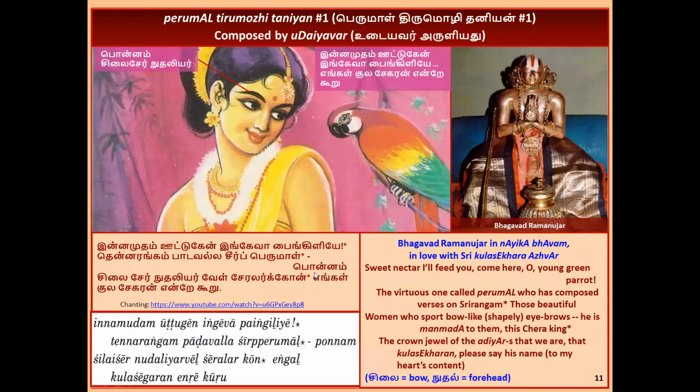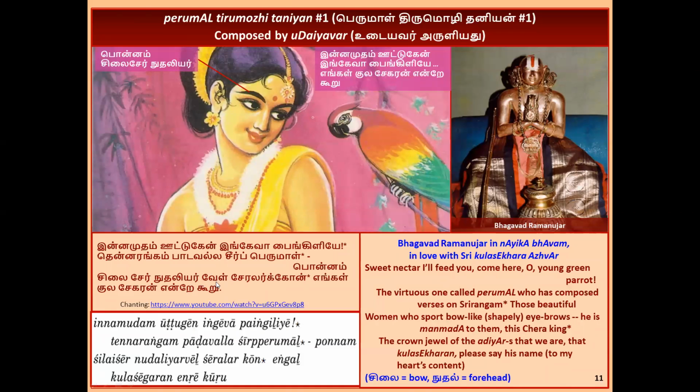And not only that, Ponnam means beautiful. Chilai, normally in Tamil, means statue. That's the meaning that you're most used to. But in Divya Prabandhams, the word Chilai invariably means bow, as in bow and arrow. So Chilai means bow. What part of a woman's forehead looks like a bow? That's the eyebrow, right? So Chilai pondra nudalier. Nudal means forehead. So it says the forehead that has this bow-shaped eyebrow. So she's referring to all the women who have that beautiful bow-like eyebrow on their forehead.